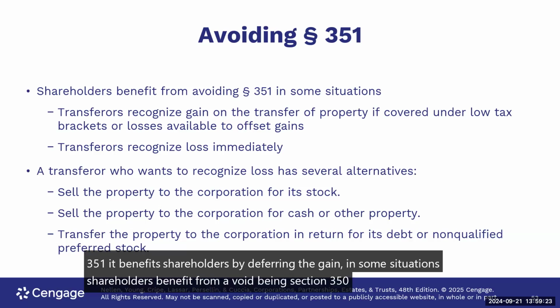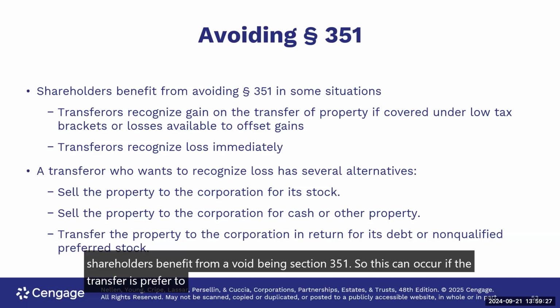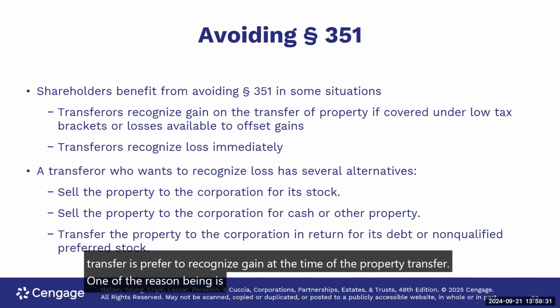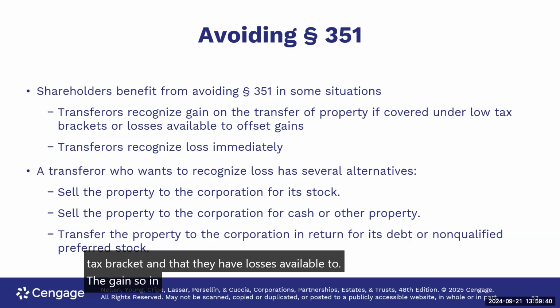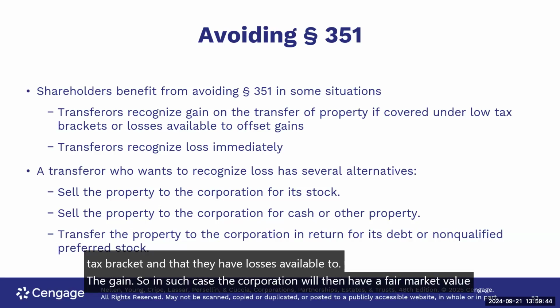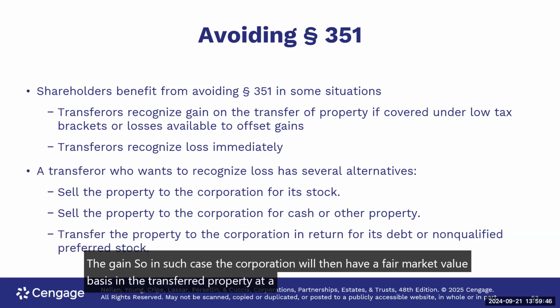This can occur if the transferors prefer to recognize gain at the time of the property transfer. One of the reasons is that the shareholder might be in a lower tax bracket and have losses available to offset the gain. So in such a case, the corporation will then have a fair market value basis in the transferred property at a low or no tax cost. Again, it might benefit them.